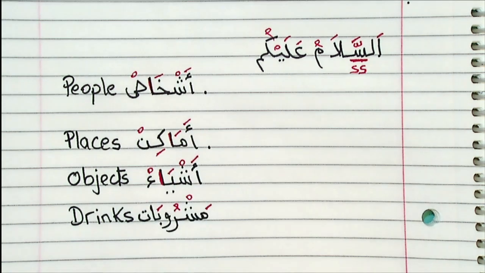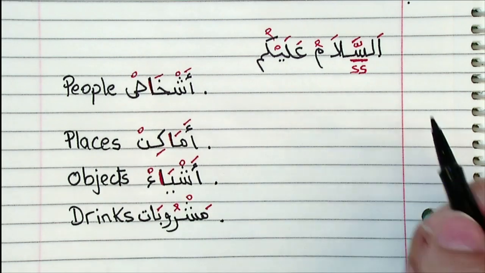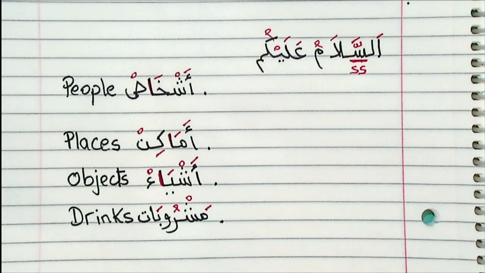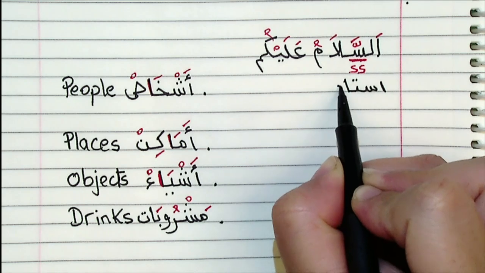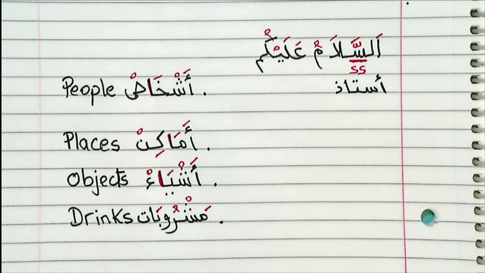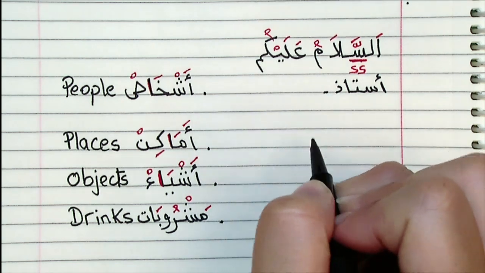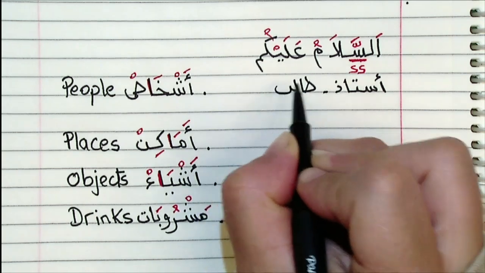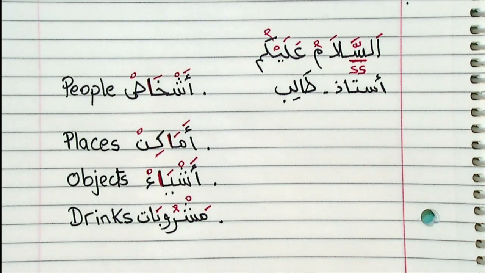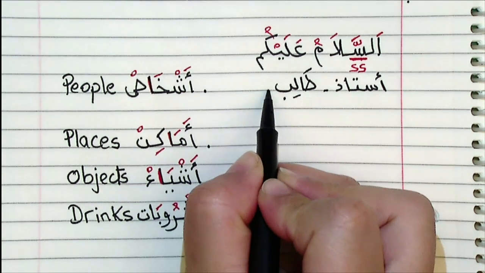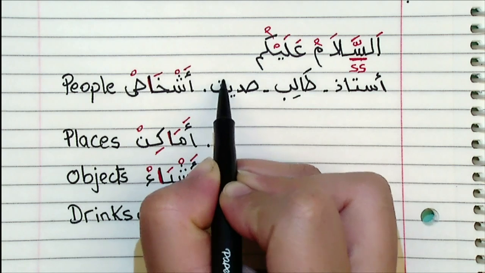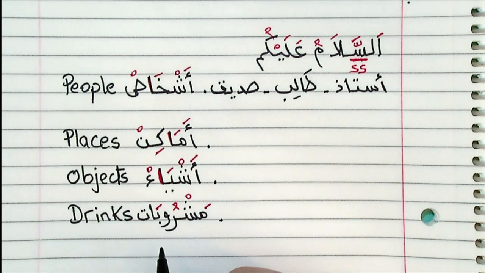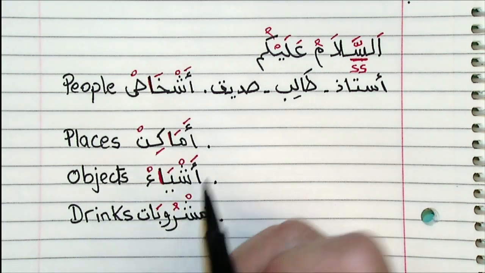Ashkhas, amakin, ashya, mashroobat. We first begin with the common words that we would use once we start learning Arabic, and we need to use teachers. So we would use ustad. And in previous videos, you know that these words do take feminine, and the feminine is ta marbuta. So I'm only going to use masculine right here, ustad, talib, student, and sadiq, friend.